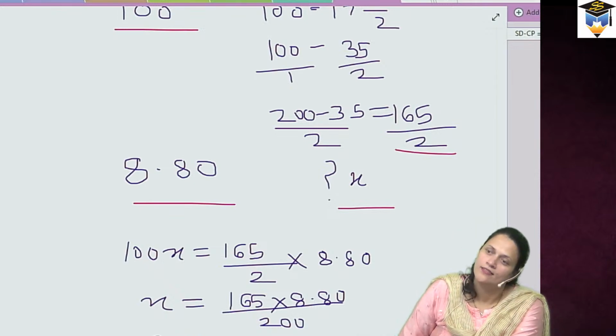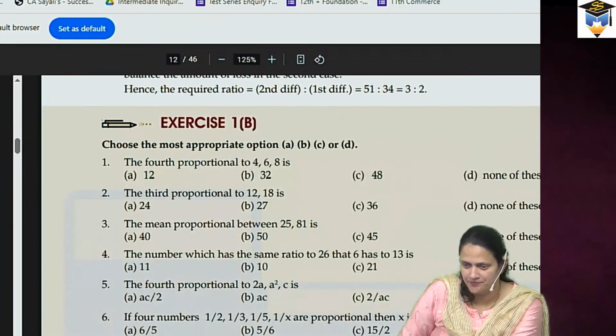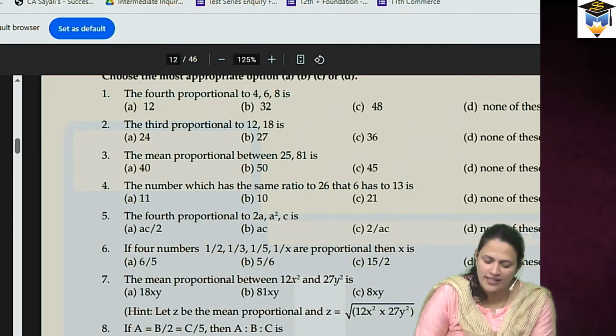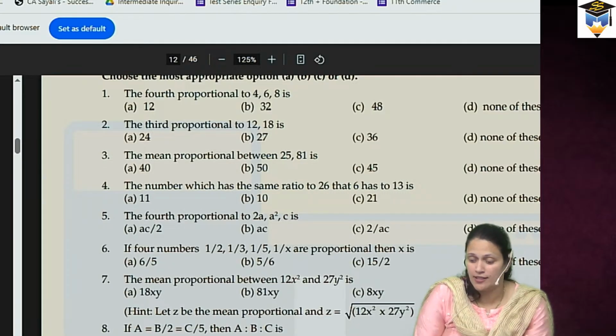Finished? Done? Now we'll do 1B. Solve the first 4 sums and tell me the answers. They are very easy. That's why I'm asking you. Solve the first 4 sums. I'm going to give you some time to solve.